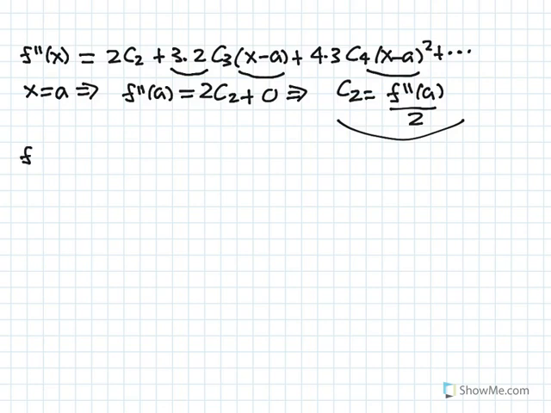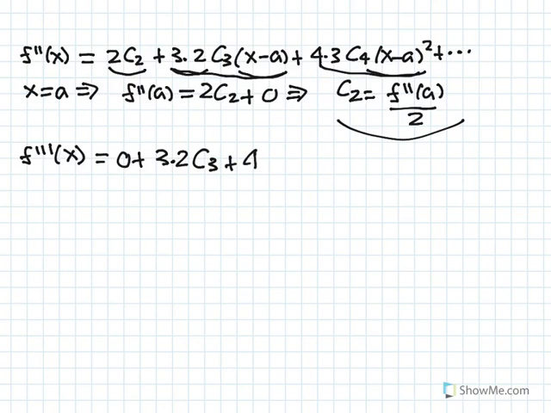Let's take the next derivative. And by taking the next derivative, we should be able to see the pattern. So we're going to get derivative of 2 times c sub 2, that's 0, plus derivative of 3 times 2 times c3 times x minus a will just be 3 times 2 times c sub 3, plus derivative of this term is going to be 4 times 3 times 2 times x minus a to the power of 1 times c sub 4, and so on.